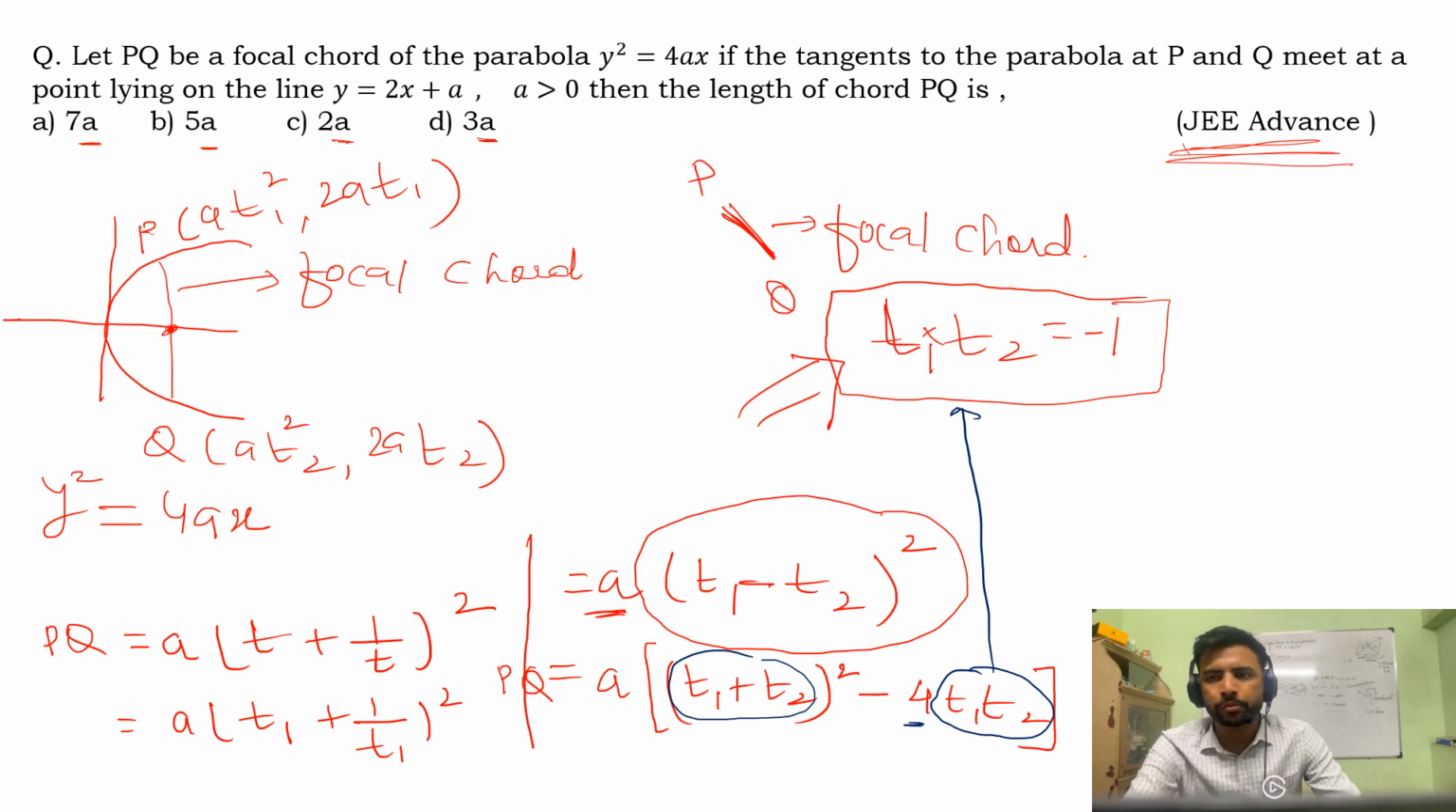But the question is not completed because something is left. It is given that the tangents at P and Q meet at a point lying on the line y is equal to 2x plus a. So this information is left.